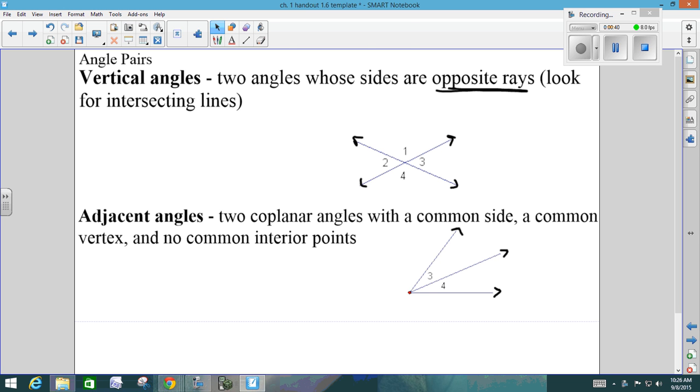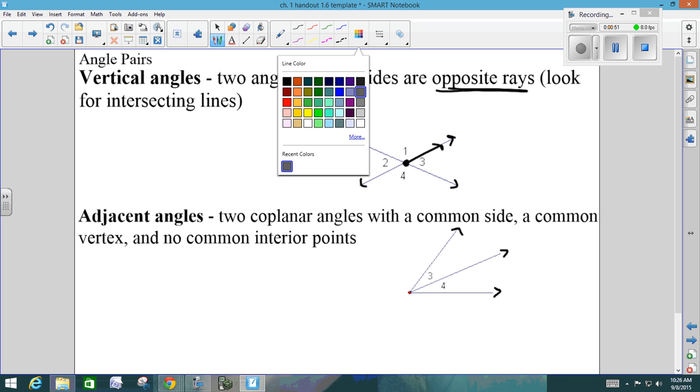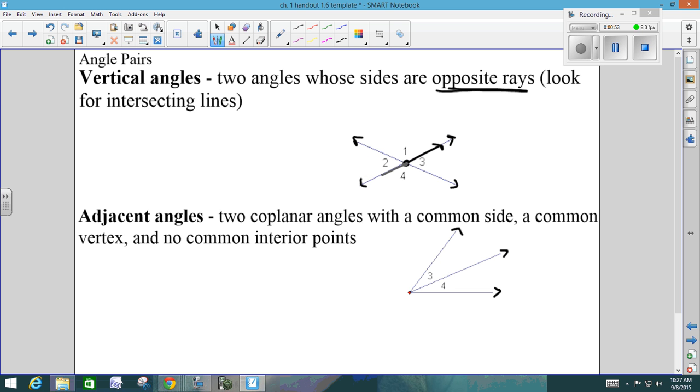So I have this endpoint right here, and then I have a ray that's going over and to the right. Its opposite buddy has to form a line with it, so it would go down to the left. With me so far? Okay.